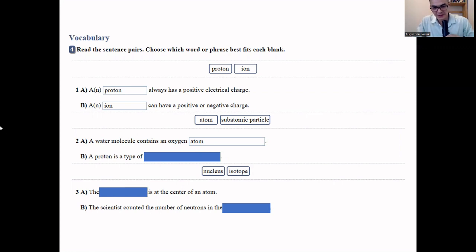For the second pair, second sentence, a proton is a type of blank. A proton is a type of subatomic particle, okay? So it's part of an atom. So we call this the subatomic particle. Next, the blank is at the center of an atom. The nucleus is at the center of an atom. So we call the middle of the atom the nucleus. And the next one, the scientist counted the number of neutrons in the blank. The scientist counted the number of neutrons in the isotope, okay? So those are the answers. We're moving on to the next section of this unit.